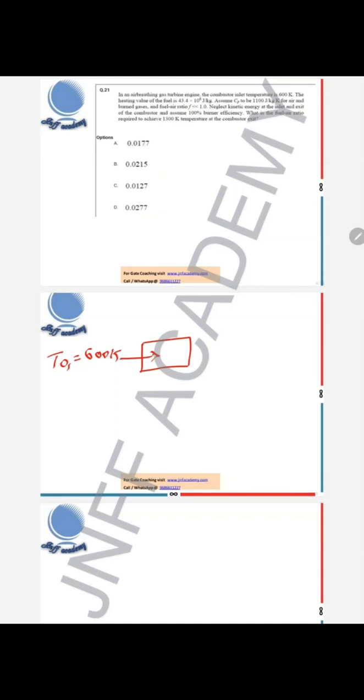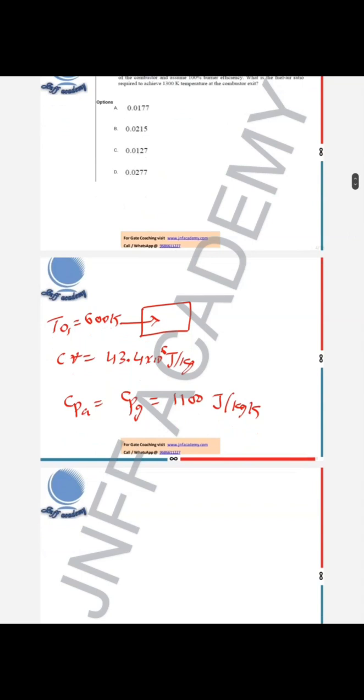The heating value of the fuel, that is CV of the fuel, is 43.4 into 10 power 6 joule per kg. Assuming Cp to be 1100 joule per kg Kelvin for air and the burned gases, Cp for air and Cp for gas is equal. The fuel air ratio is very small compared to 1. Neglect the kinetic energy at the inlet and exit of the combustor and assume burner efficiency to be 100%. This burner efficiency is 100%, it is given.